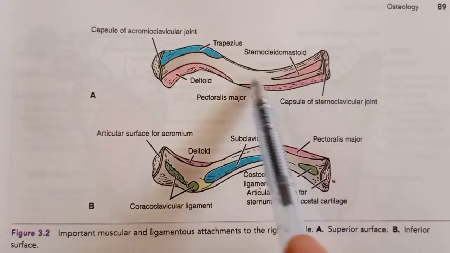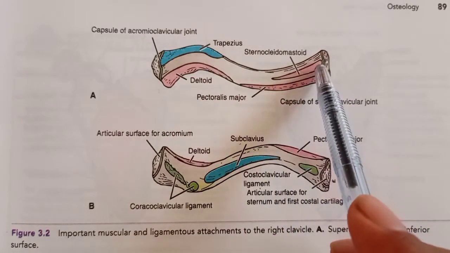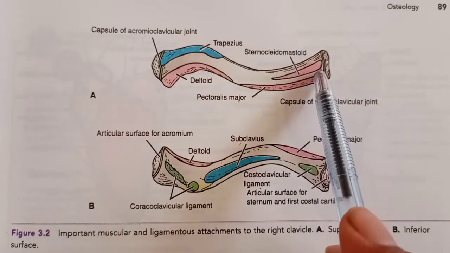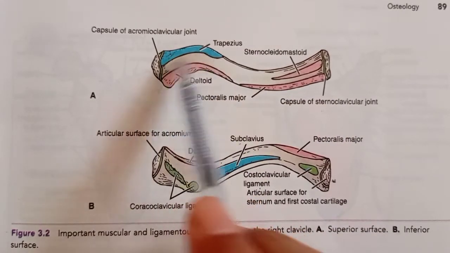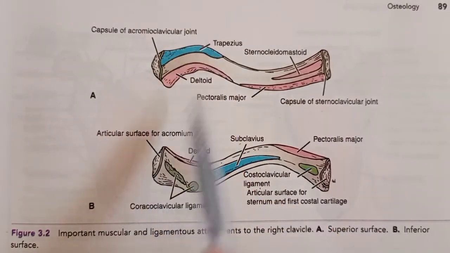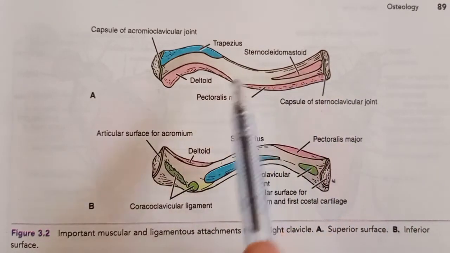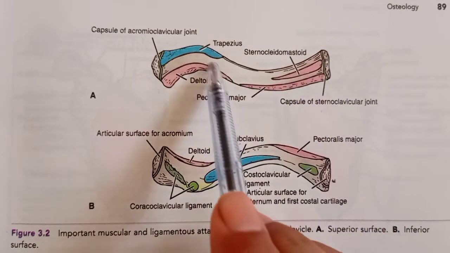If we talk about the shaft, first of all, the shaft is curved. It bulges out toward the anterior medially, and laterally it bulges out toward the posterior. So this is the convex side, and this is the concave. Medially it is convex and laterally it is concave.